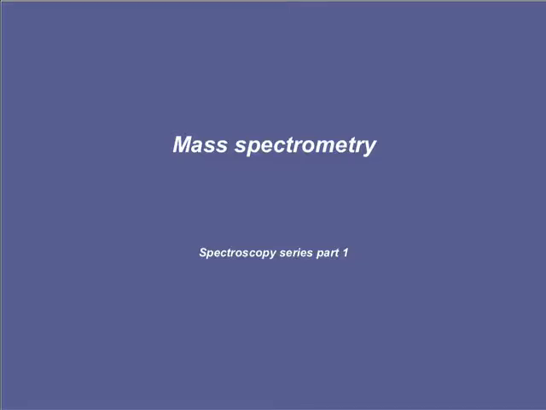Lecture 4 is the beginning of our series on spectroscopy. This is part 1, mass spectrometry. Part 2 is going to be NMR, and we're going to do that in 2 lectures. And then part 3 is going to be infrared spectroscopy and X-ray crystallography.